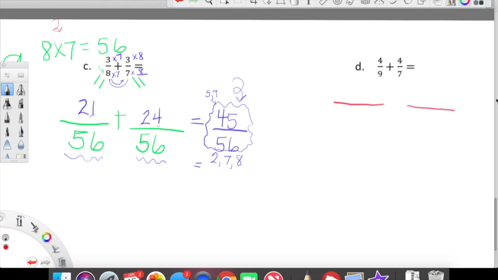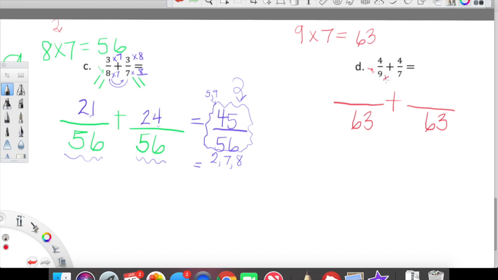One way to find a common denominator between two numbers is to simply multiply those numbers together. The denominators, that is. 9 times 7, 63. So a common denominator between 9 and 7 is 63. So I'm going to rewrite these fractions with a new denominator of 63. So now we have to consider, what is our new numerator?